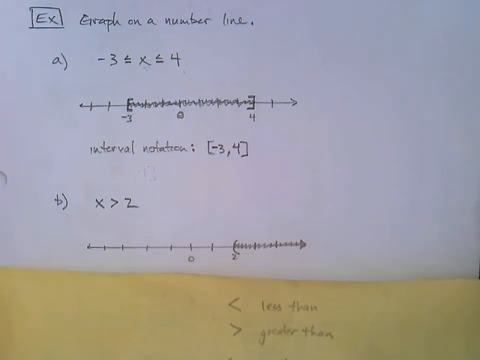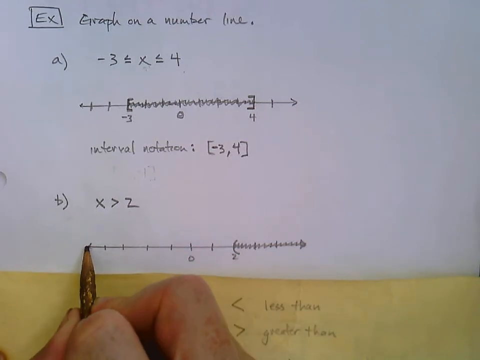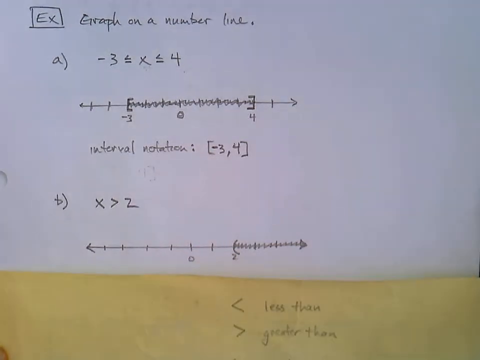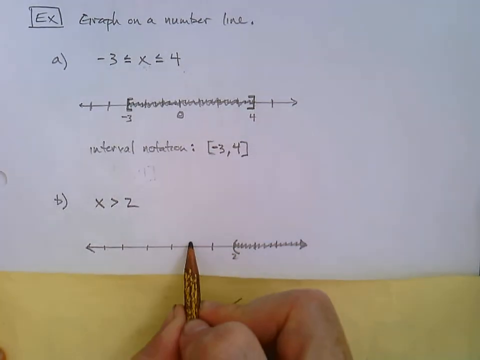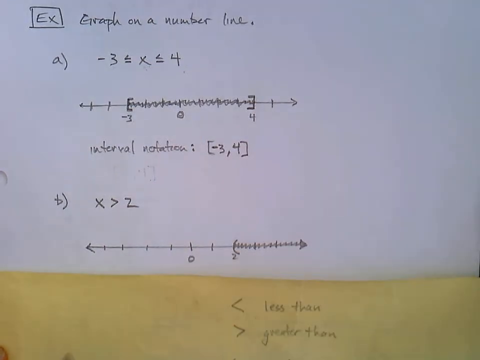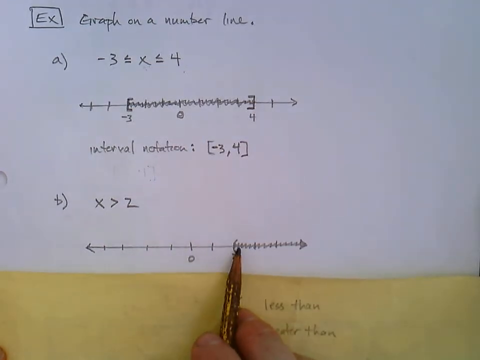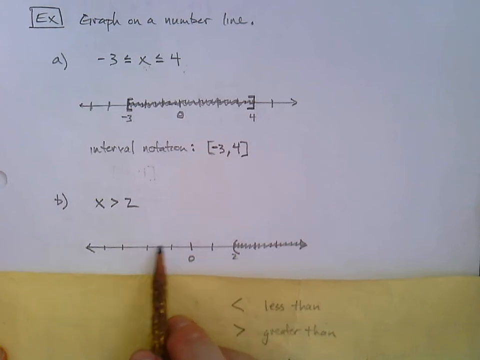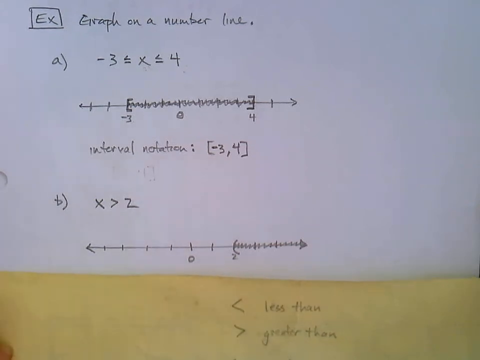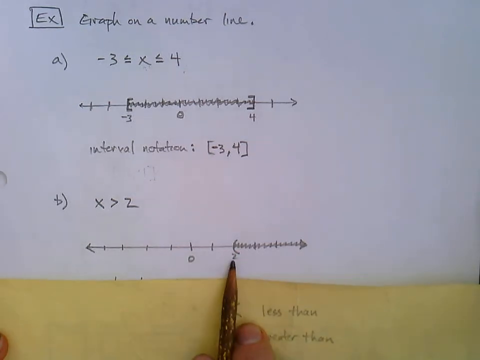Okay, well, here it is. I'm starting off with my line, with arrows on each end. I indicate a 0. Then I just count a few in each direction: 1, 2, 3, 4, 1, 2, 3, 4. That'll be good. And let me indicate the 2.